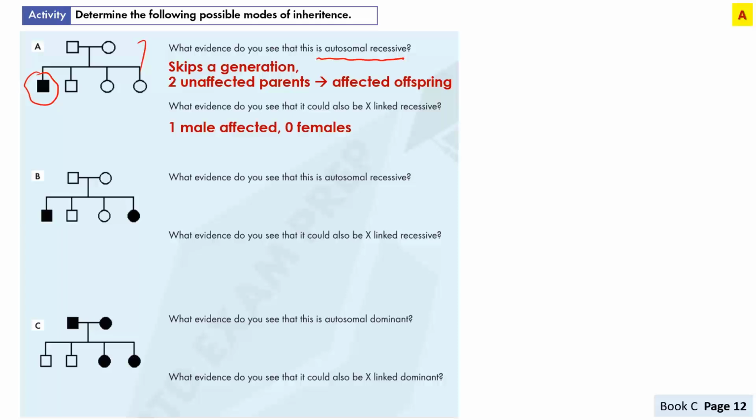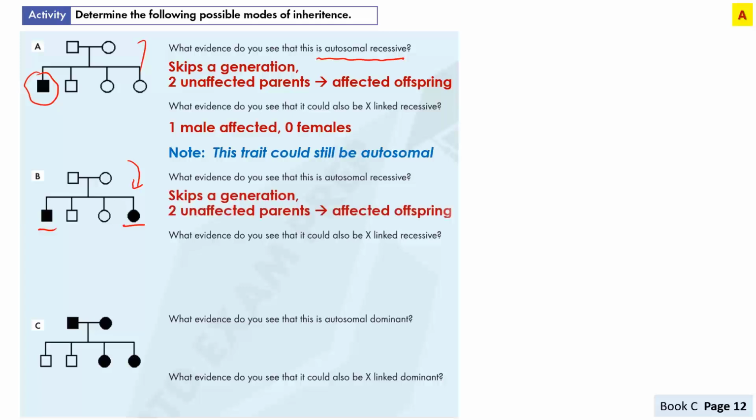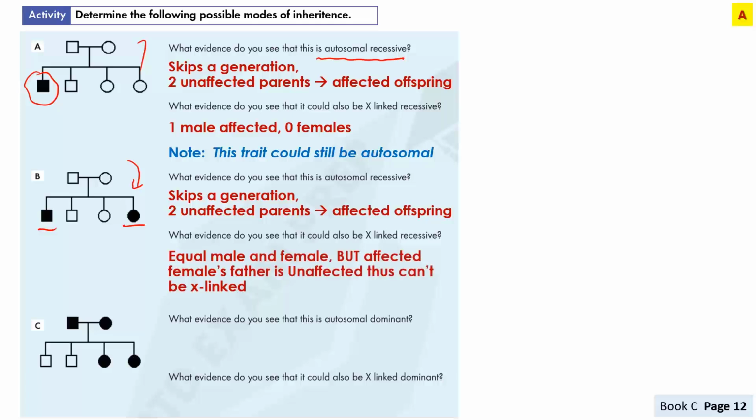In looking at B, first thing I see, hey, it skipped a generation, and it's affecting both males and females. So, skips a generation, correct. Two unaffected parents, definitely autosomal recessive. What evidence do you see that it could be X-linked recessive? Equal male and female, but affected female's father is unaffected. Right here. So therefore, it cannot be X-linked. He's not carrying.